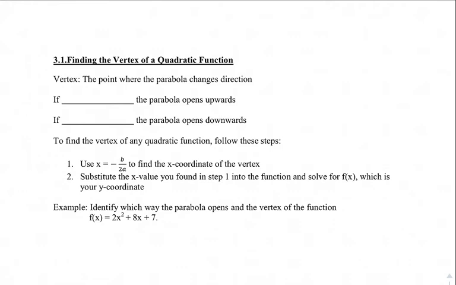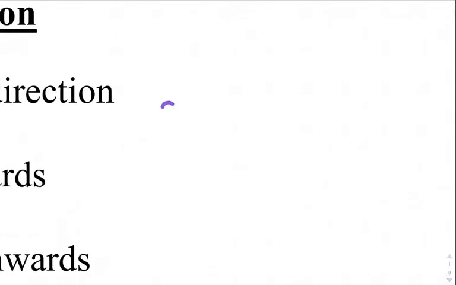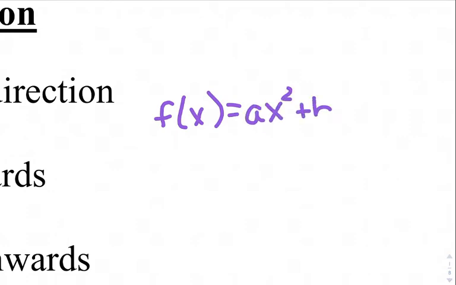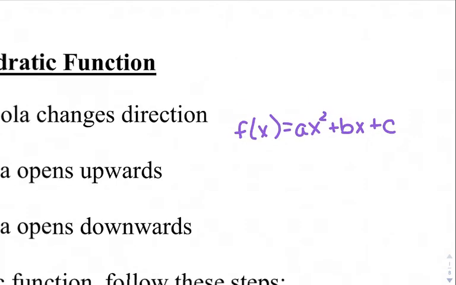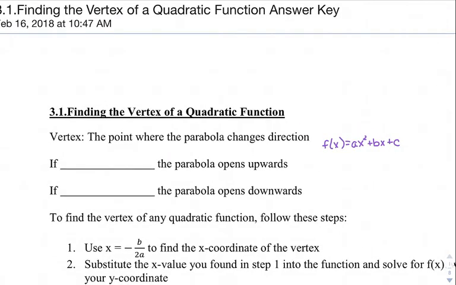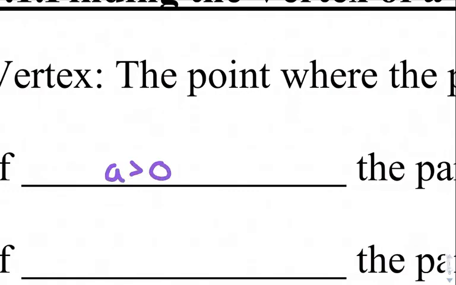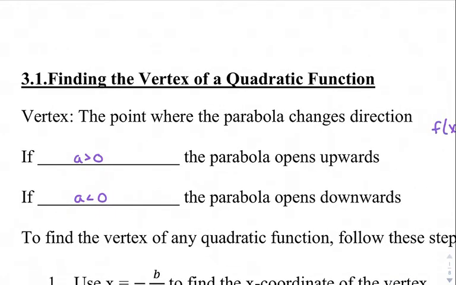Chapter 3 is all about quadratic functions. So what we're going to do today is find the vertex of a quadratic function. Remember, your quadratic function is in the form f of x equals ax squared plus bx plus c, and this is for a parabola. If a is greater than 0, it opens upwards, and if a is less than 0, it opens downwards. Upwards would be like a U, downwards would be like a smooth N.